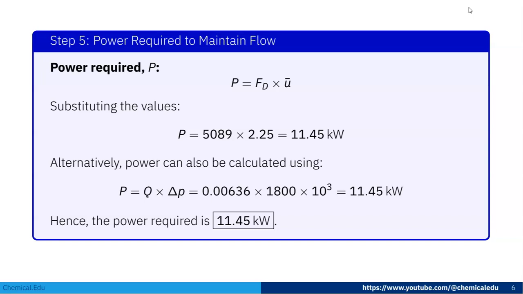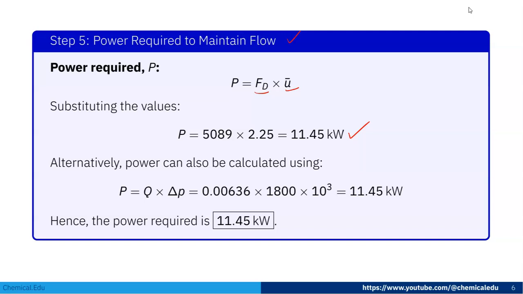calculate power required to maintain flow. So P is nothing but that drag force into velocity, average velocity. So if I substitute the value, FD is 5089 and U average is 2.25. So P will be 11.45 kilowatt.